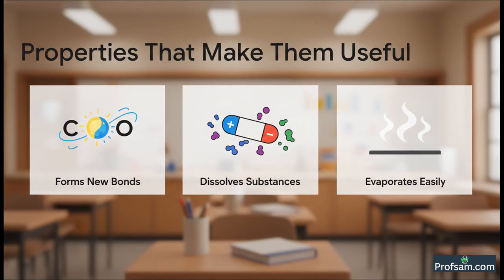First is their reactivity. They have something called a carbonyl group. That's a carbon double bonded to an oxygen. And this group is always ready to react and form new bonds. Second is their polarity. The charge difference in that C connected to O bond makes them excellent at dissolving other substances. And third, their volatility, which means they can evaporate easily. This is very useful for things like solvents and perfume.